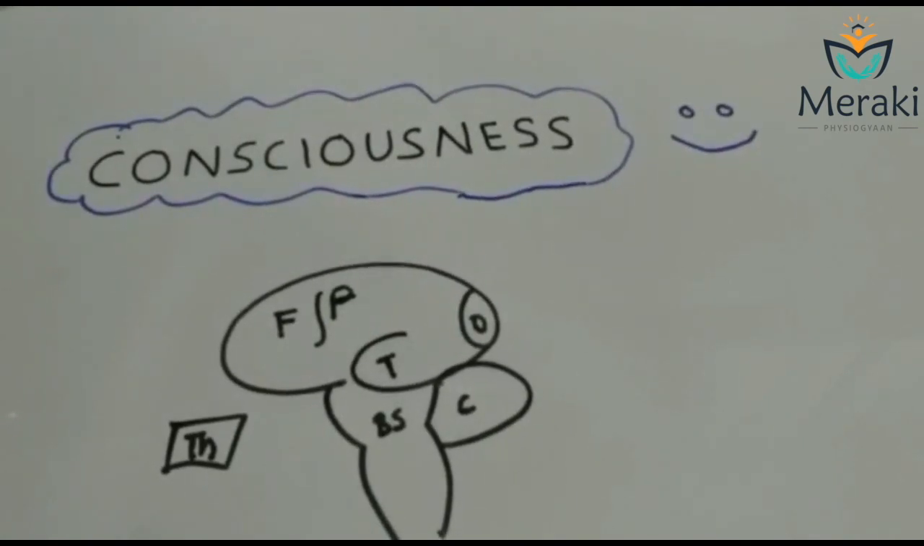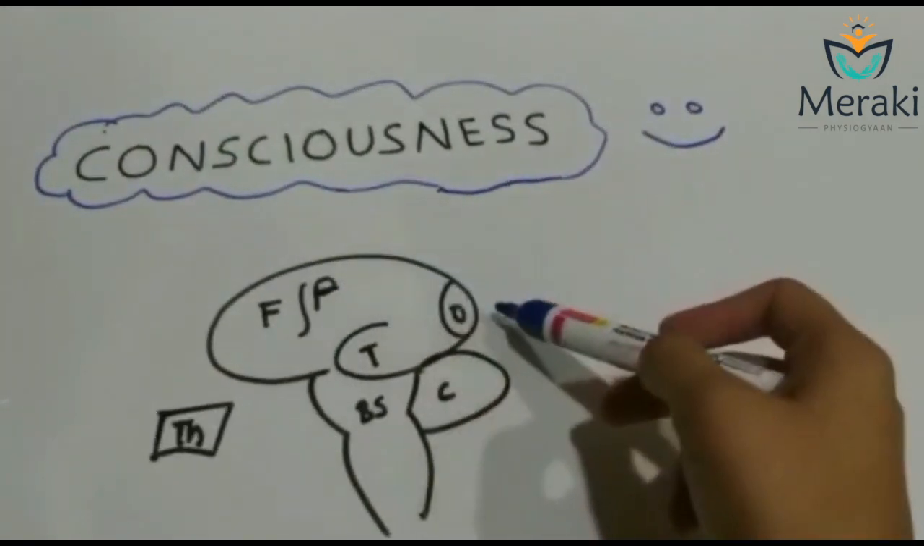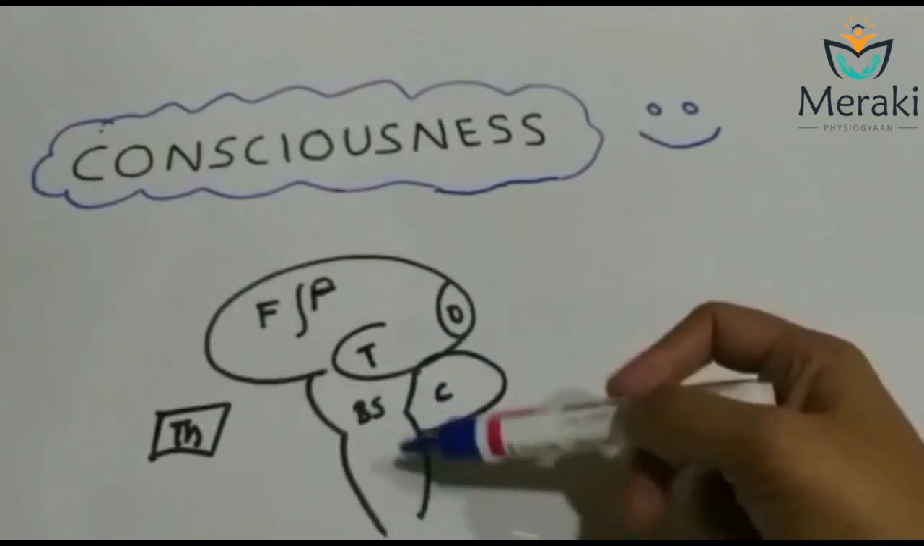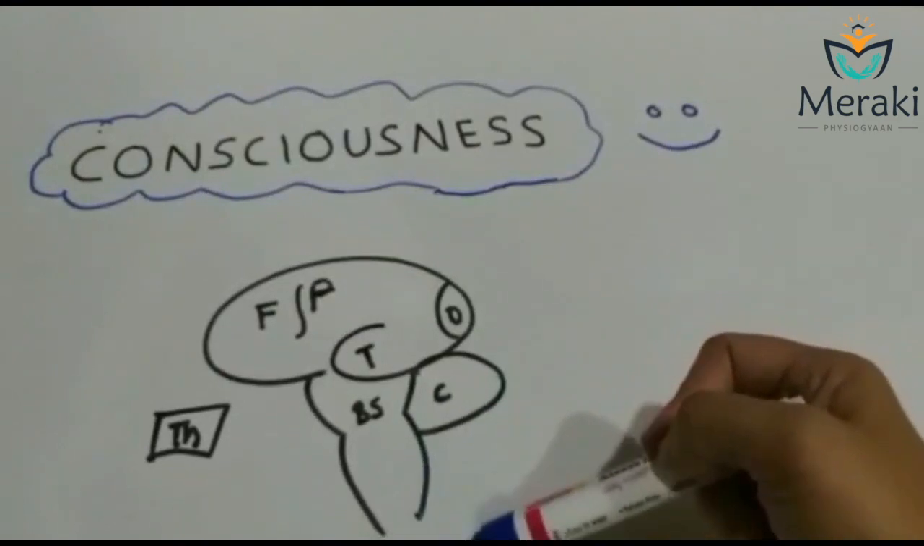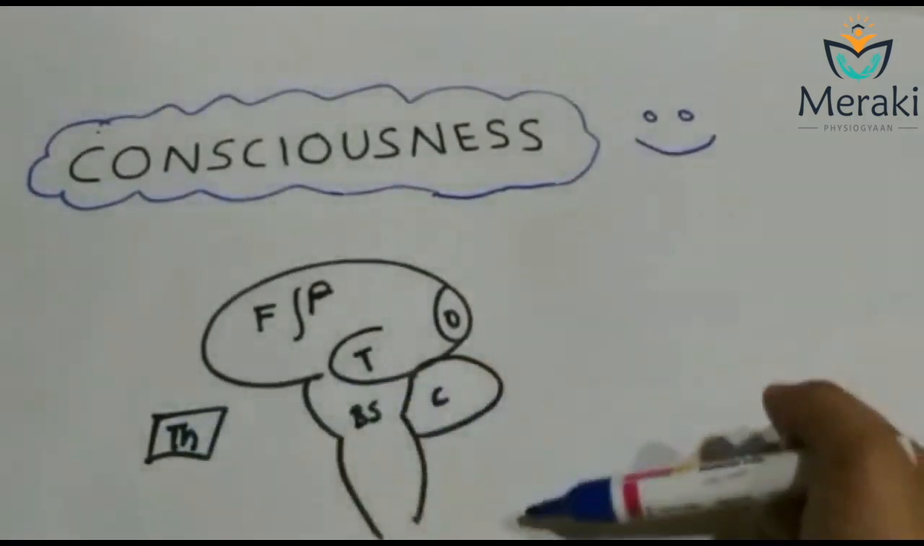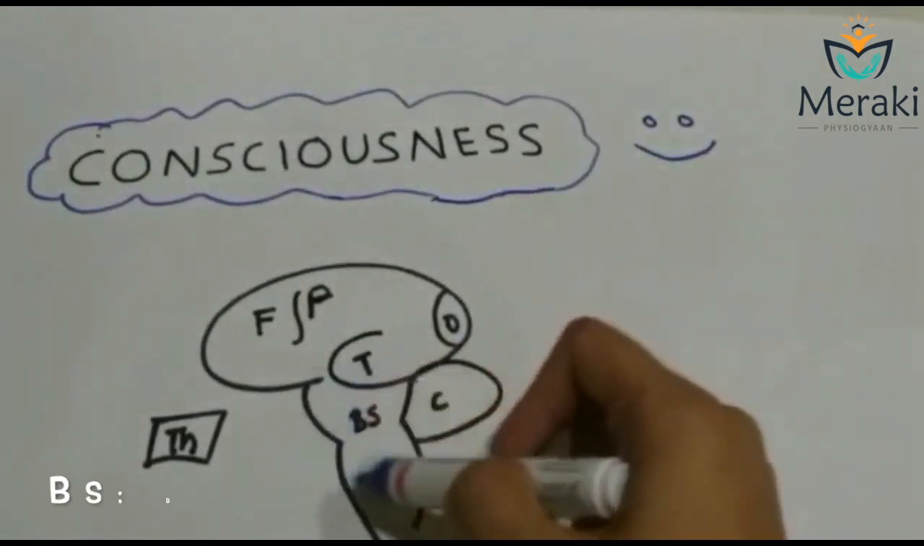I've tried and kept it very basic and simple, not going into too much detail. So this is a simple picture of a brain. This is your frontal lobe, parietal, occipital, temporal, your cerebellum, your brainstem, which will further continue as spinal cord. And for convenience's sake, I have drawn the thalamus outside. Now the main area for your consciousness and awareness is your brainstem.